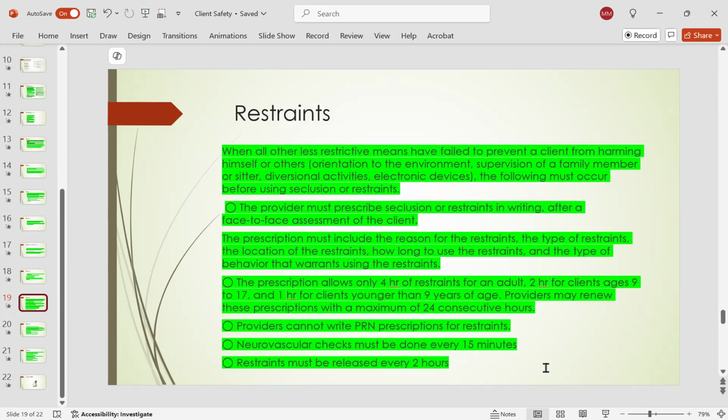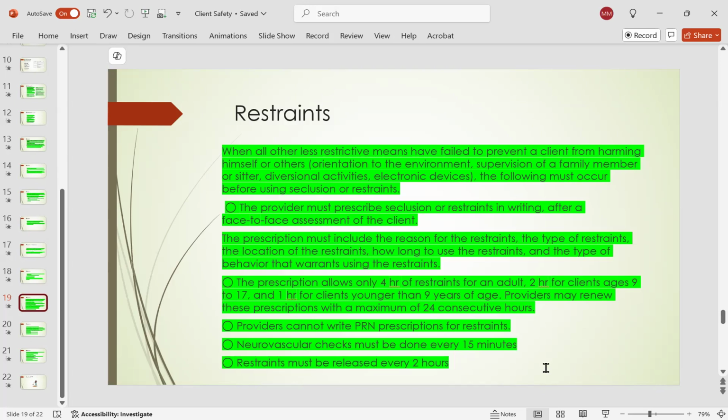Okay. Prescriptions are good for 24 hours. And for adults, you can only restrain somebody for 4 hours at a time. Okay. Don't worry about the child. The numbers are there, but we're not going to test you on that. You can't have a PRN prescription for a restraint. Can't be as needed. Okay. As the nurse, you're going to be doing circ checks, neurovascular checks every 15 minutes. You heard me. And documenting.